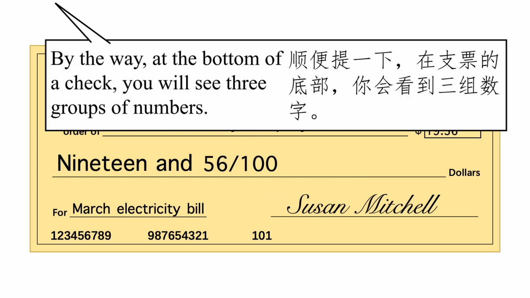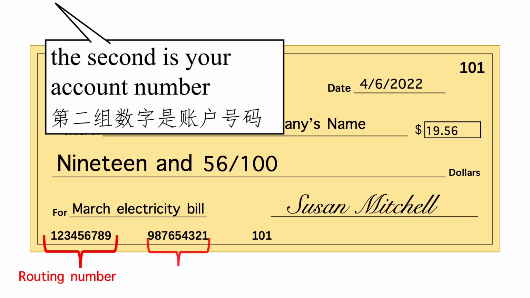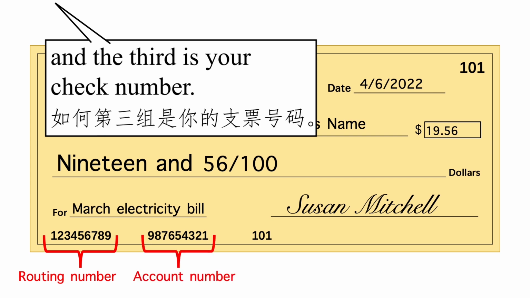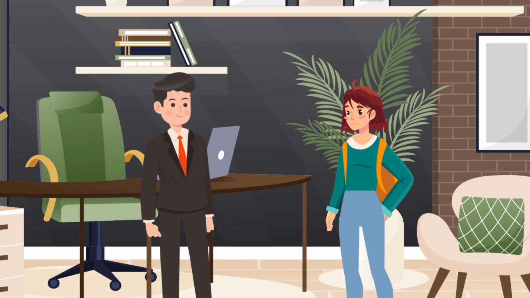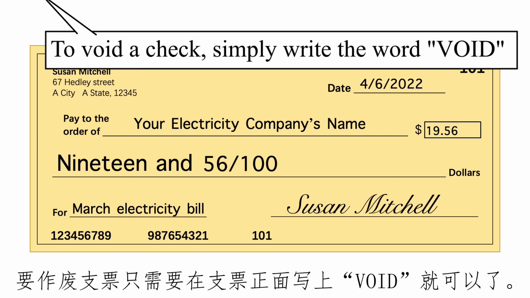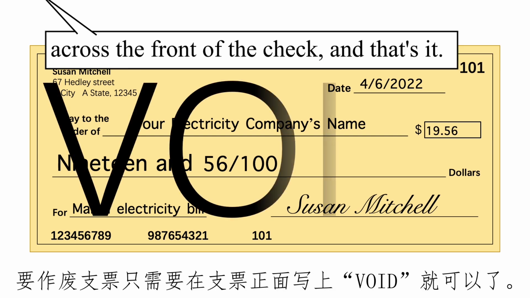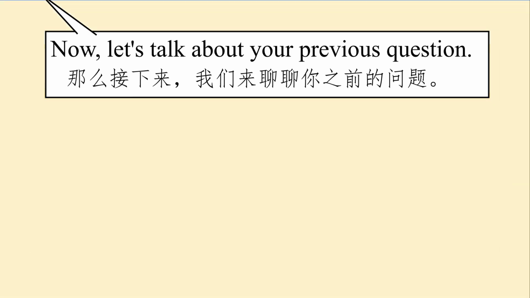By the way, at the bottom of a check, you will see 3 groups of numbers. The first group is your routing number, the second is your account number, and the third is your check number. Any questions? Yes, how do I void a check? To void a check, simply write the word void across the front of the check, and that's it. Now, let's talk about your previous question.